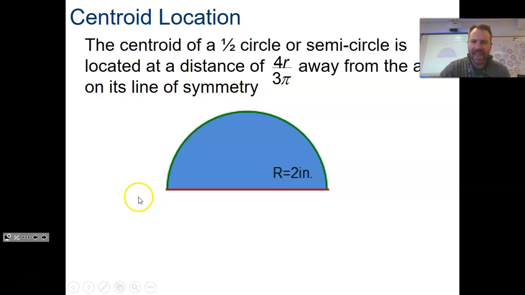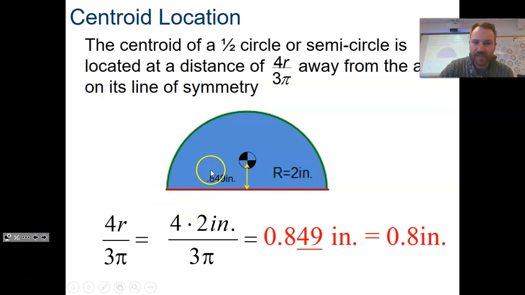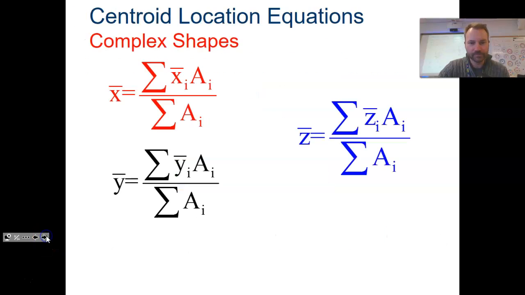A semicircle, you know that the centroid is right here. So whatever the base is, divide by 2, and then it's 4r divided by 3 pi if you're going to find the y value. So the x value is, again, half of the base, but the y value is this 4r over 3 pi. For instance, they're giving you an example here where the radius is 2. 4 times 2 divided by 3 pi. You have to make sure that you put parentheses if you're going to do this on your calculator.